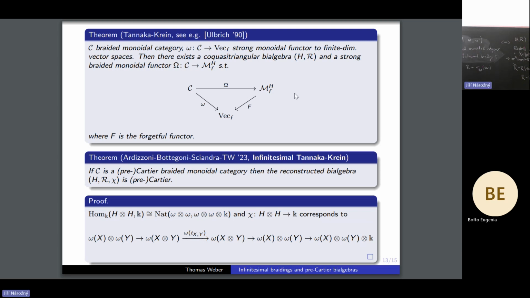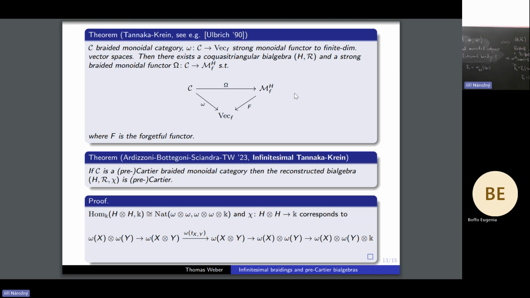So really saying that we know that starting from this data, the category of comodules has a braiding, but this tells you that all braided monoidal categories that are nice can be seen as a category of comodules over some co-quasi-triangular bialgebra. So what we showed is that if you do not only have a braided monoidal category, but even a pre-Cartier braided monoidal category, then the bialgebra that you get has this extra chi. So you get it back, and the proof is sketched here.